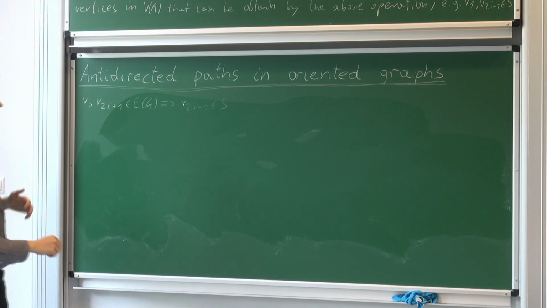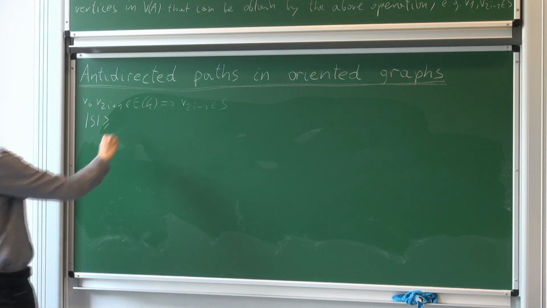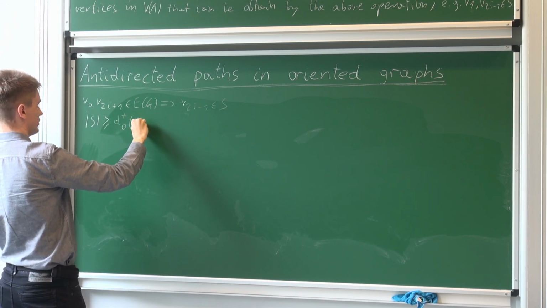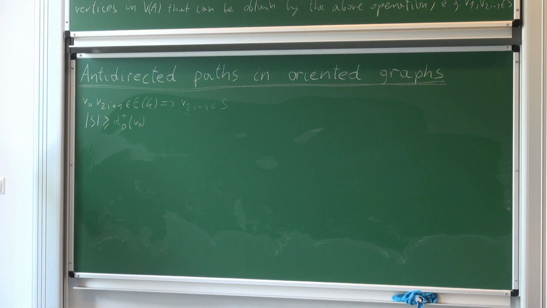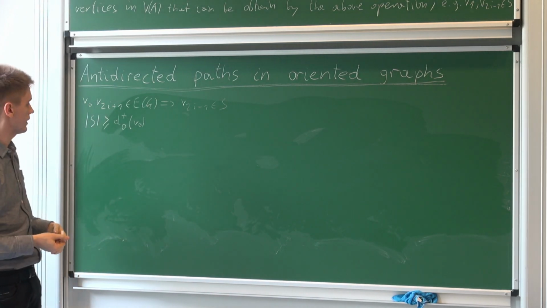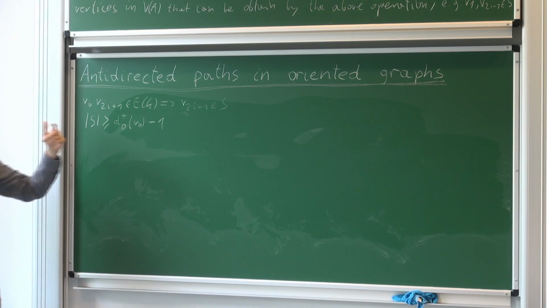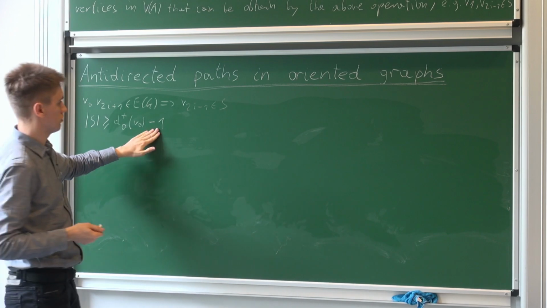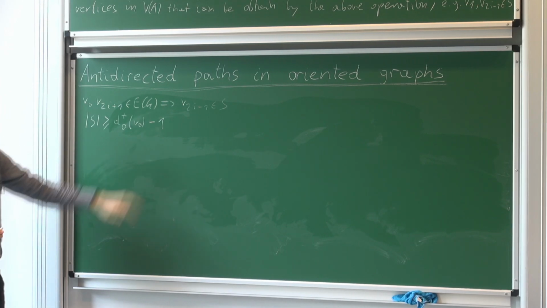So the size of S is more than or equal to the number of out neighbors from V0 to O. That's the number of edges to the set of vertices with odd index, minus 1. Why minus 1? Because the edges V0, V1 and V0, V3 create the same second vertex V1. So we must subtract the one.